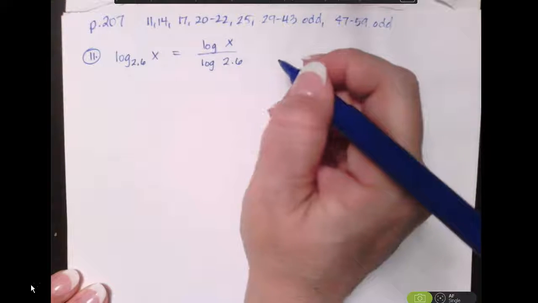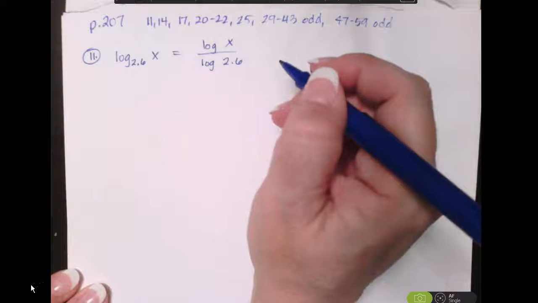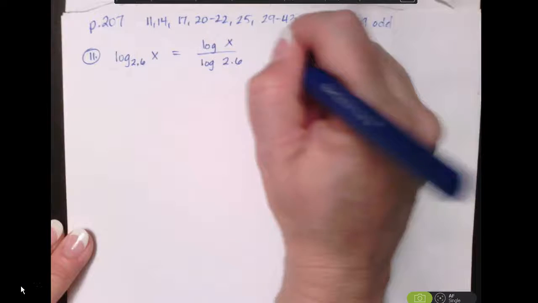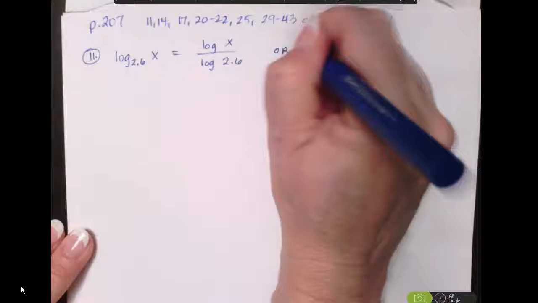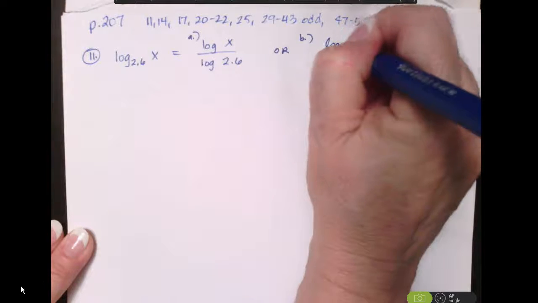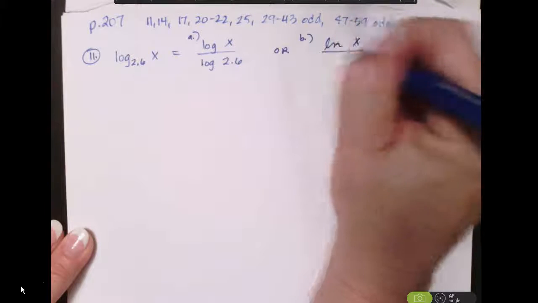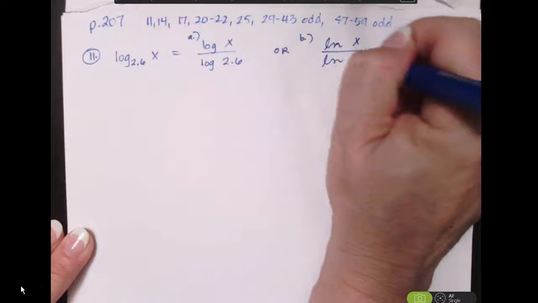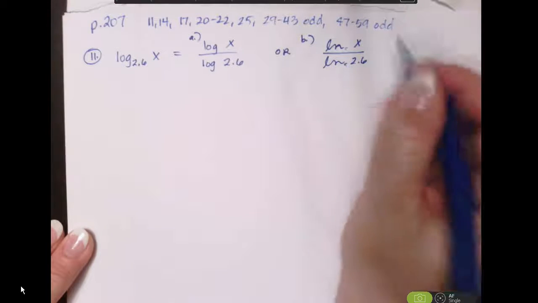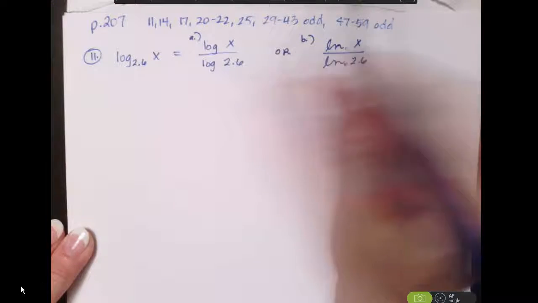Let's see, it says change it as a ratio of natural logarithms. So this is part A, and then natural logarithms would be the natural log of x over the natural log of 2.6. And natural log just has an understood base of e, but we don't have to worry about that.